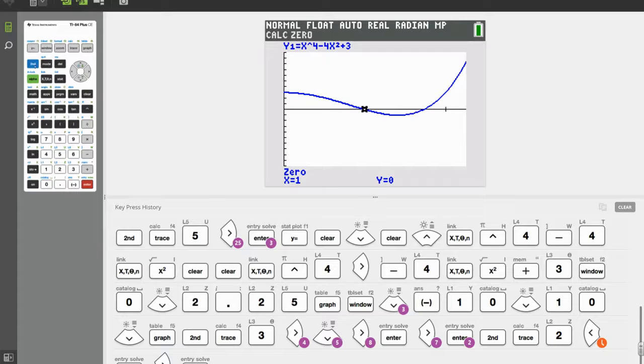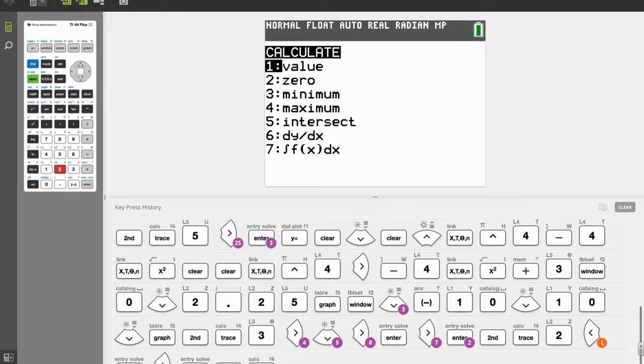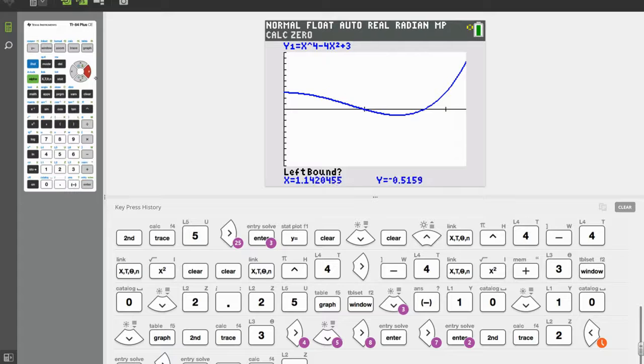And then let's find the other 0, second trace, number 2. Move our little spider over to the other one. This time to the left of the 0 is below the 0. Hit enter. To the right is going to be a little above. Hit enter, and we get 1.73, 0.